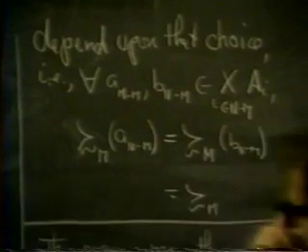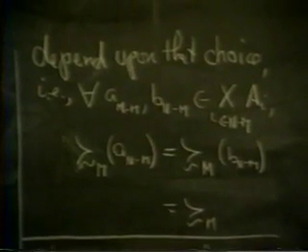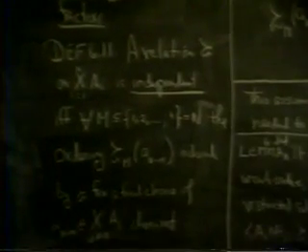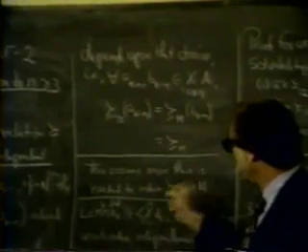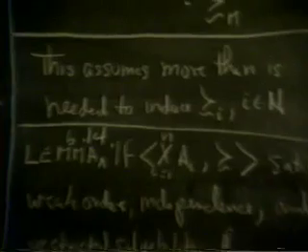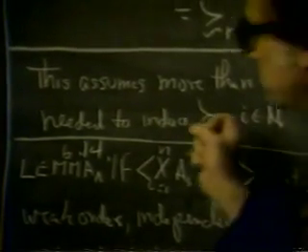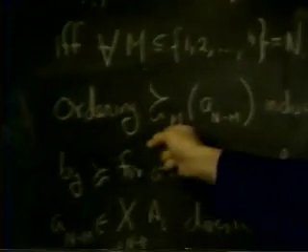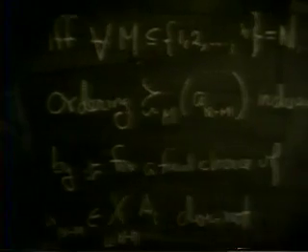It generalizes the notion we had for two factors. If I specialize this for n equal 2, I get the old definition back. Now, it does assume more than is needed in order to just induce an unambiguous ordering on each component separately. See, we've induced an unambiguous ordering on every subset of components, not just individual ones.